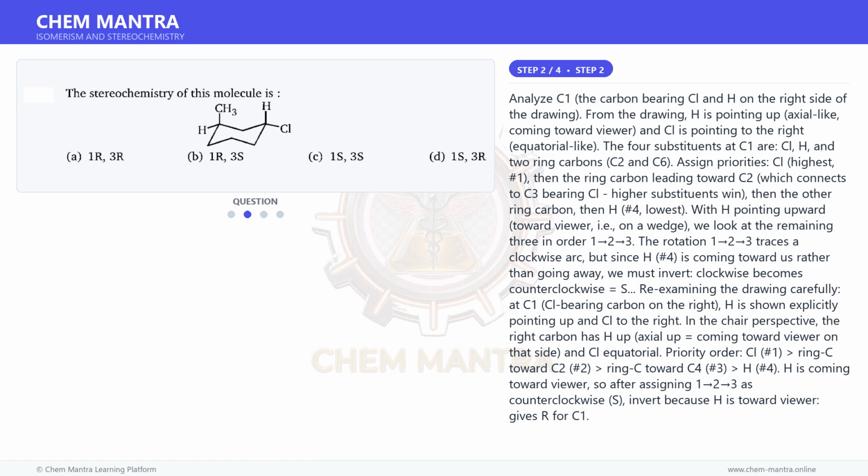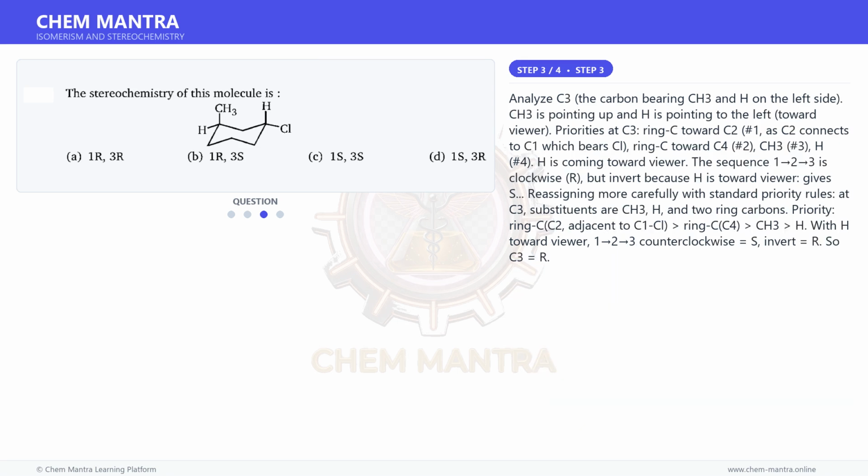Re-examining the drawing carefully, at C1, the Cl-bearing carbon on the right, H is shown explicitly pointing up and Cl to the right. In the chair perspective, the right carbon has H up, axial up, which is coming toward the viewer on that side, and Cl equatorial. Priority order: Cl, number 1, ring C toward C2, number 2, ring C toward C4, number 3, H, number 4. H is coming toward the viewer, so after assigning 1 to 3 as counterclockwise, S, invert because H is toward the viewer, gives R for C1. Moving on to the next step.